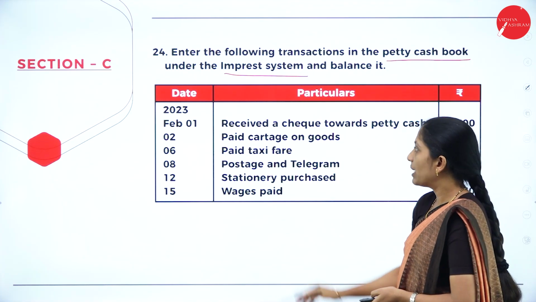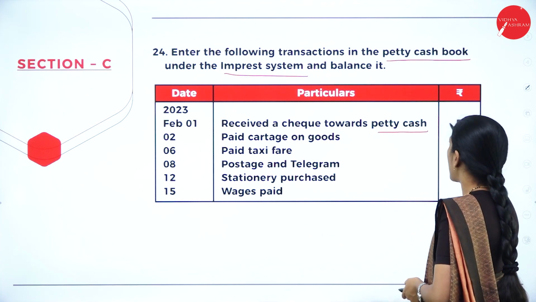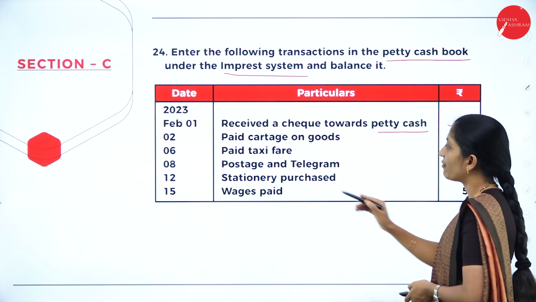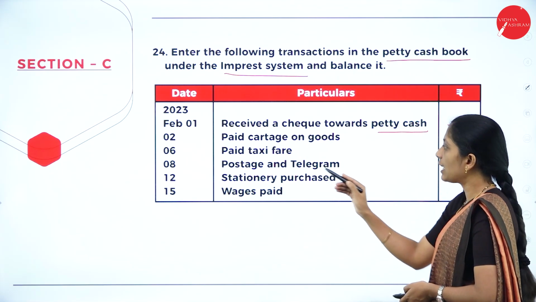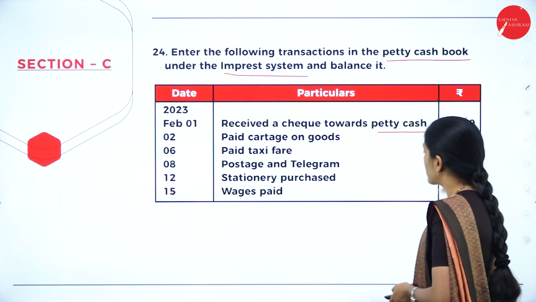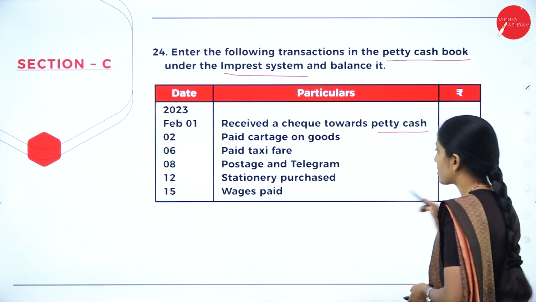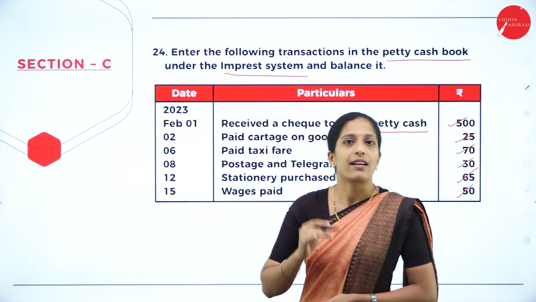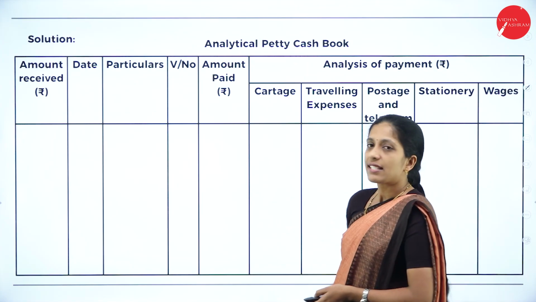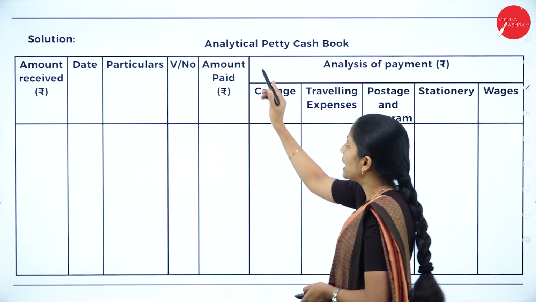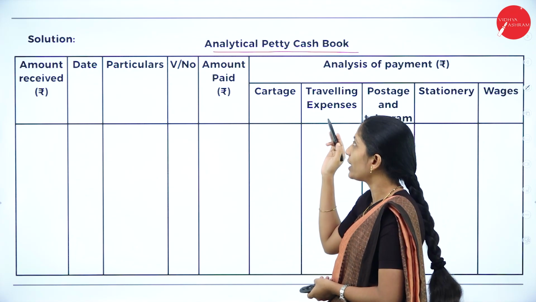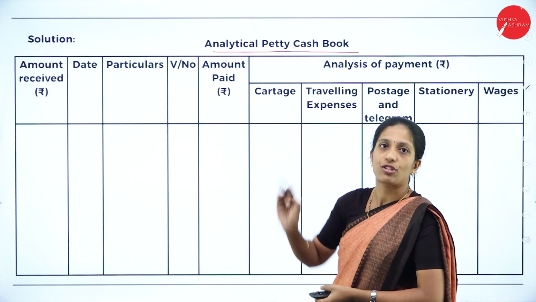1st Feb, received a cheque towards petty cash rupees 500. Second, paid cartage on goods 25, paid taxi fare 70, postage and telegram 30, stationery purchase 65, wages paid 50. So, they are asking us to prepare the petty cash book. Now, let us see the solution. You have to write the heading analytical petty cash book.